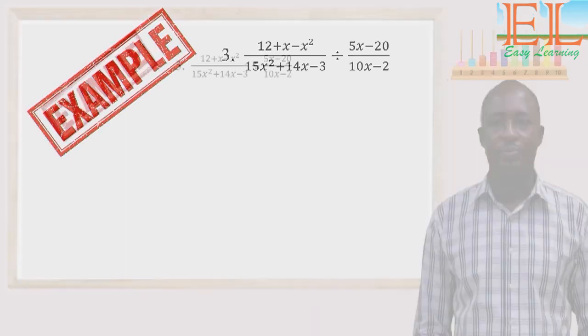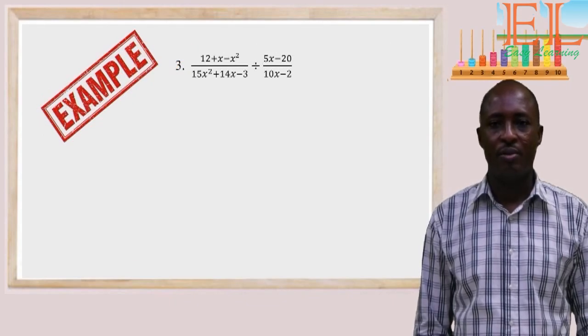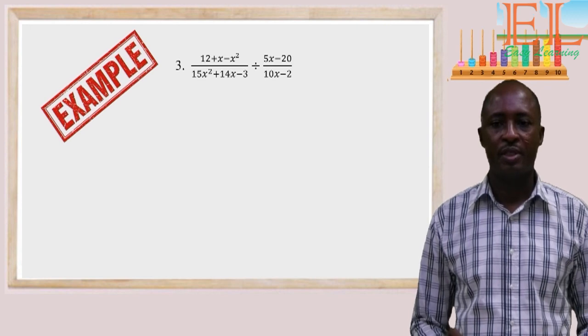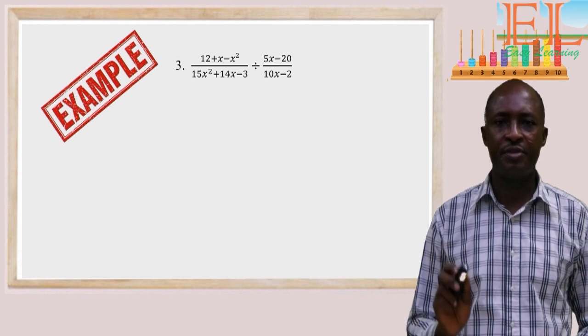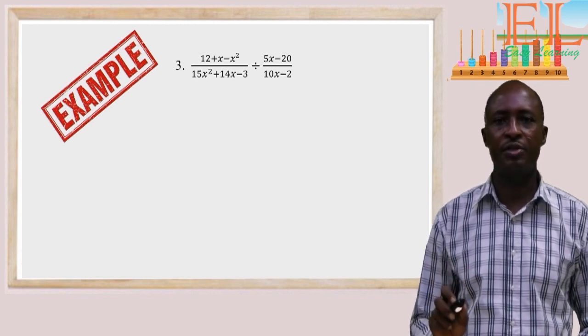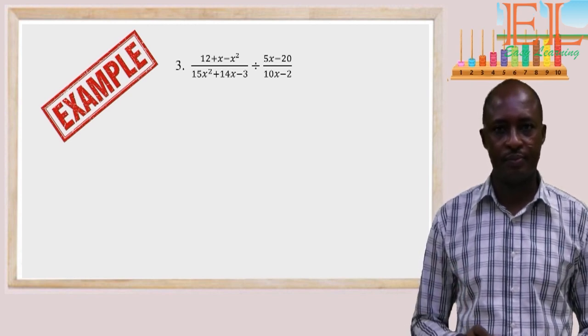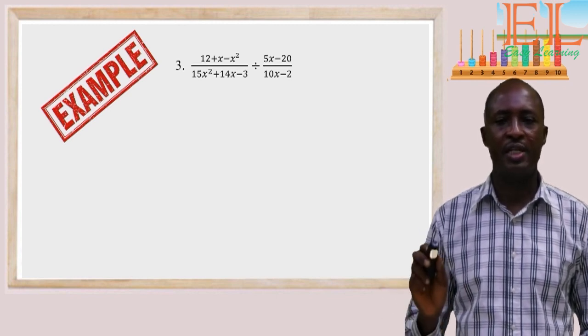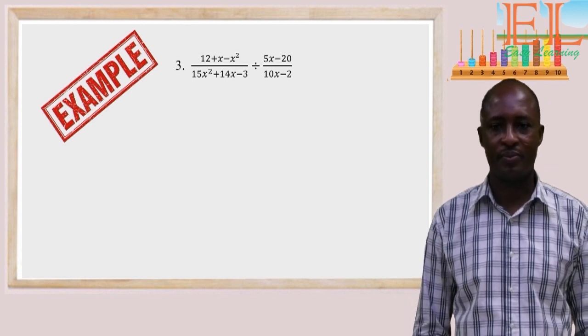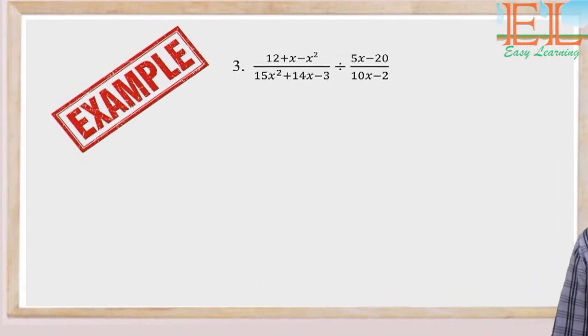Let's take another example. Example 3: 12 plus x minus x squared all over 15x squared plus 14x minus 3, divided by 5x minus 20 all over 10x minus 2. So in this one, we again take these terms one by one and see if we can factorize them into linear factors.